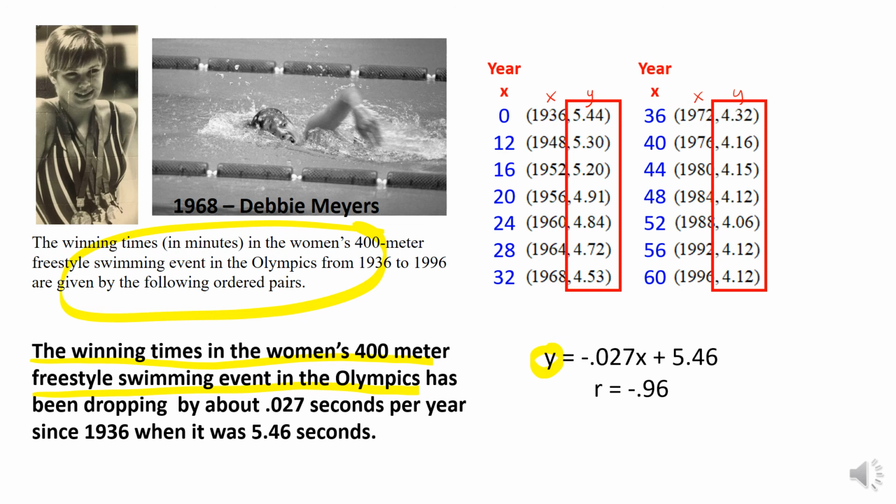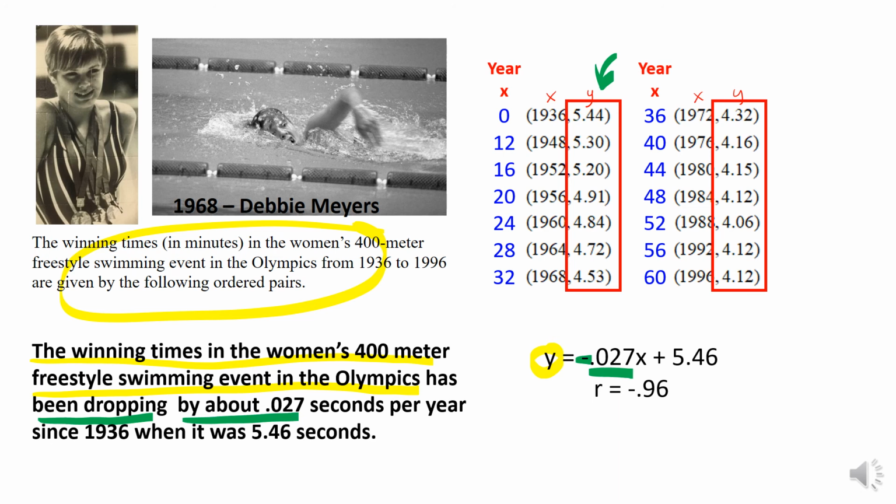Then I'm going to look. I have a negative there, so it's been dropping. See that negative right there? By about 2.7 seconds. Okay, we know that that's seconds because it says the winning times in minutes, and this is 5 minutes and 44 seconds. But so that means it's dropping by seconds, and that is our X value.